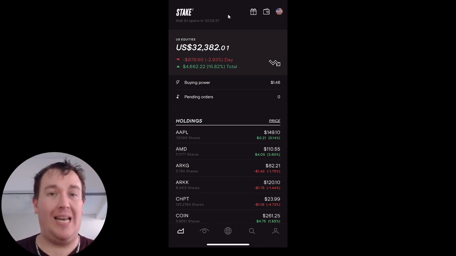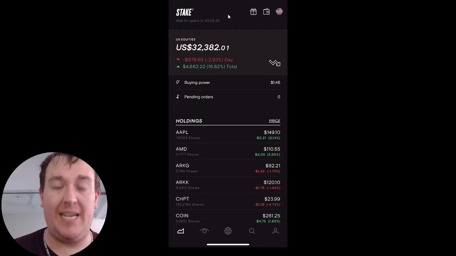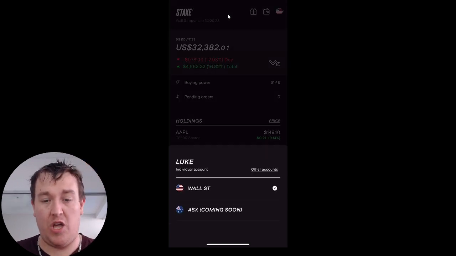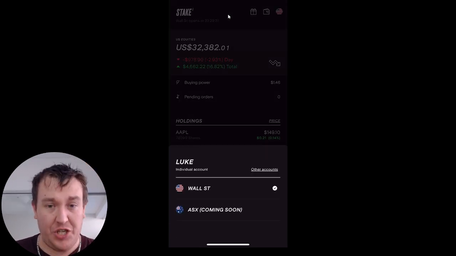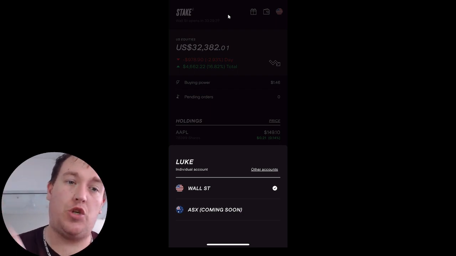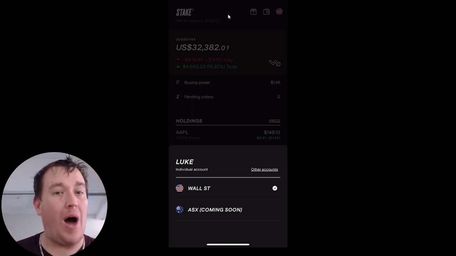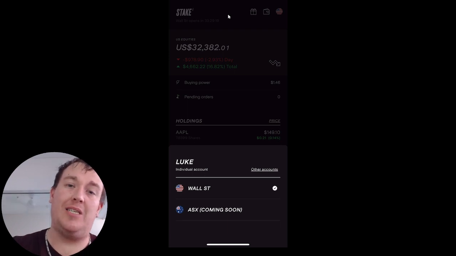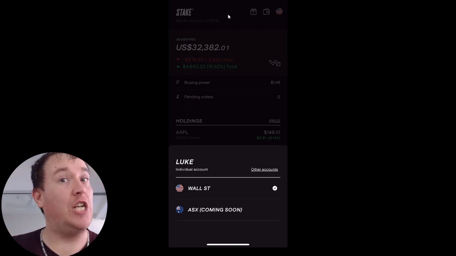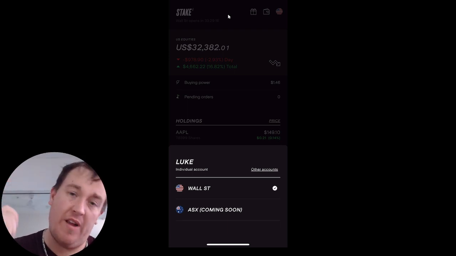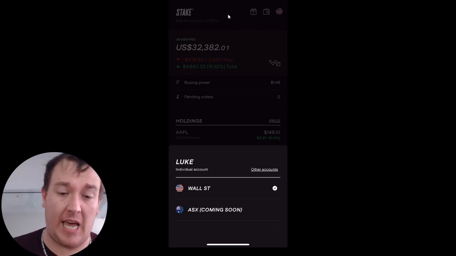As we come and look, let's see what the platform looks like. Have a look up here. You can click the button up the top. As you can see here, we do have an account coming. ASX is coming soon. If you don't want to just join for the US and you do want to stay diversified and buy something in Australia, Australian equities are coming very, very soon. Please keep an eye on that.